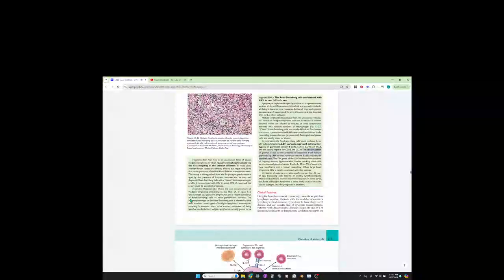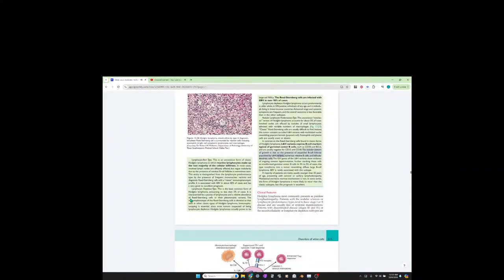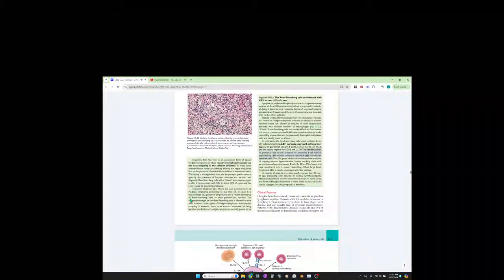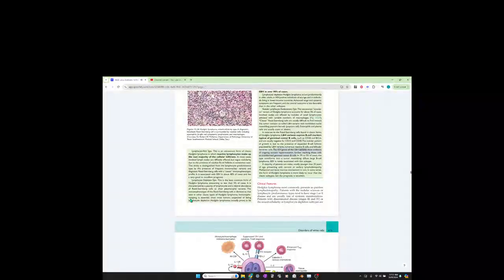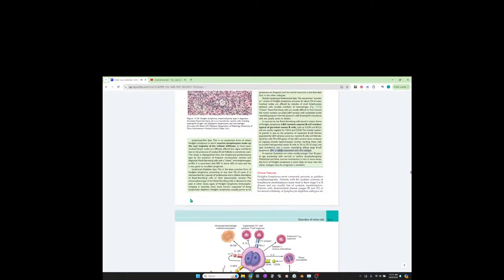The nodular pattern of growth is due to the presence of expanded B-cell follicles populated by L&H variants, numerous reactive B cells, and follicular dendritic cells. The IGH genes of the L&H variants show evidence of ongoing somatic hypermutation, further marking these cells as transformed germinal center B cells. In 3% to 5% of cases, this type transforms into a tumor resembling diffuse large B-cell lymphoma. EBV is rarely associated with this subtype.